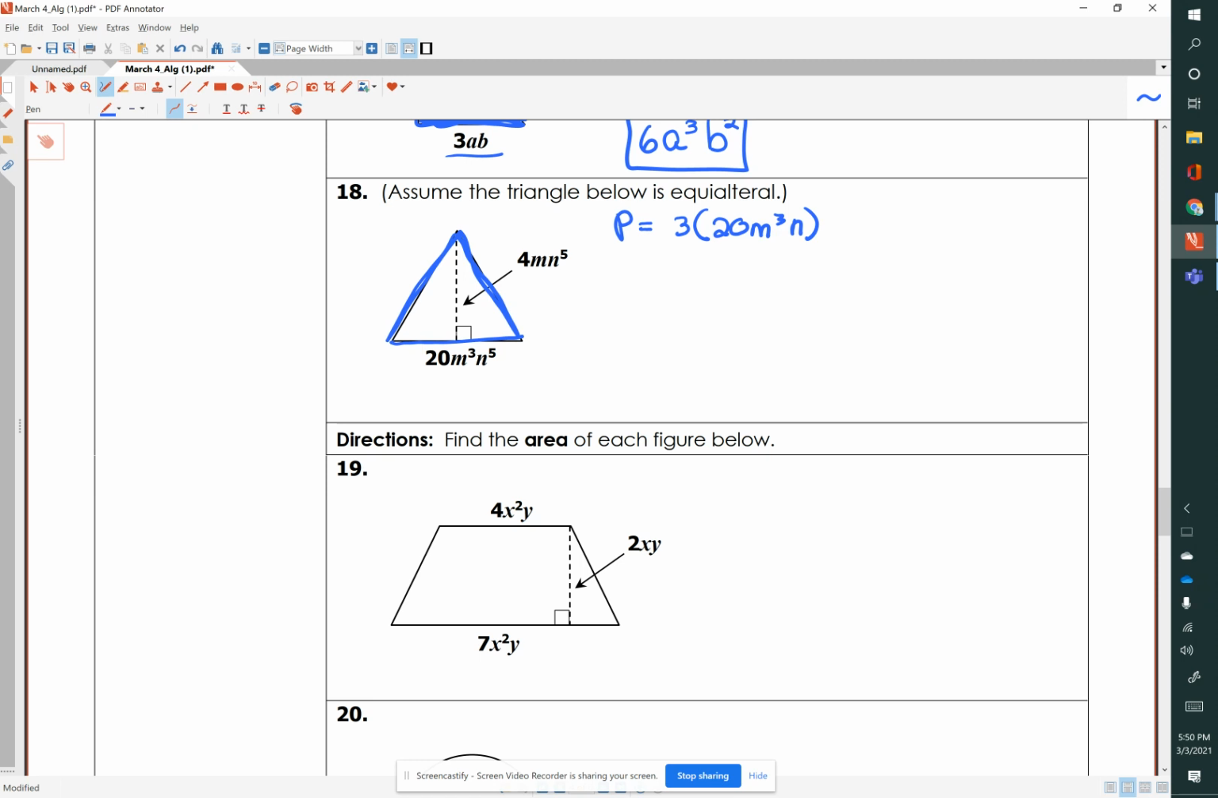And when we simplify that, 20 times 3 is 60. And that still would be m to the third, n to the fifth. And that is the perimeter. Now let's do the area.